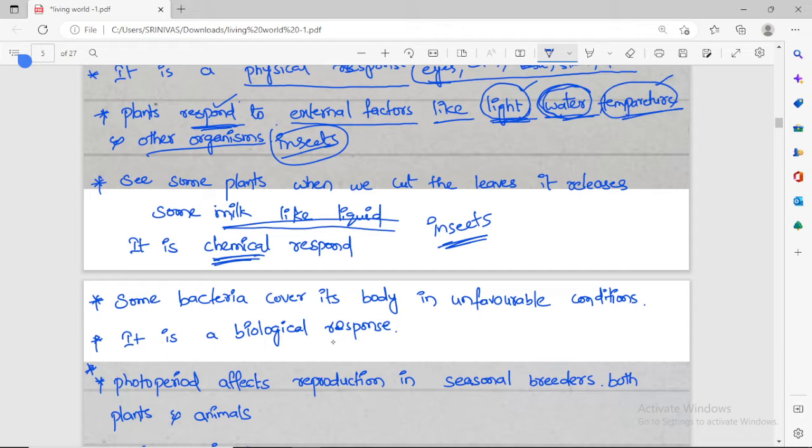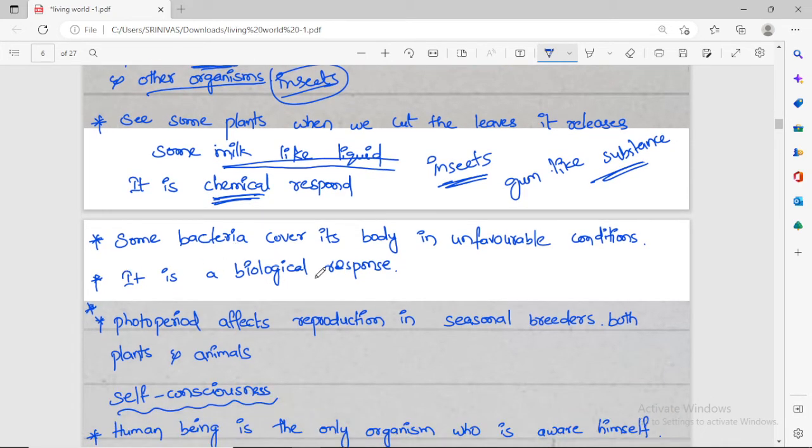And some more plants release a sticky, gum-like substance when we cut a small piece of branch. Why does it release it? For the expulsion of insects. Okay. Next.